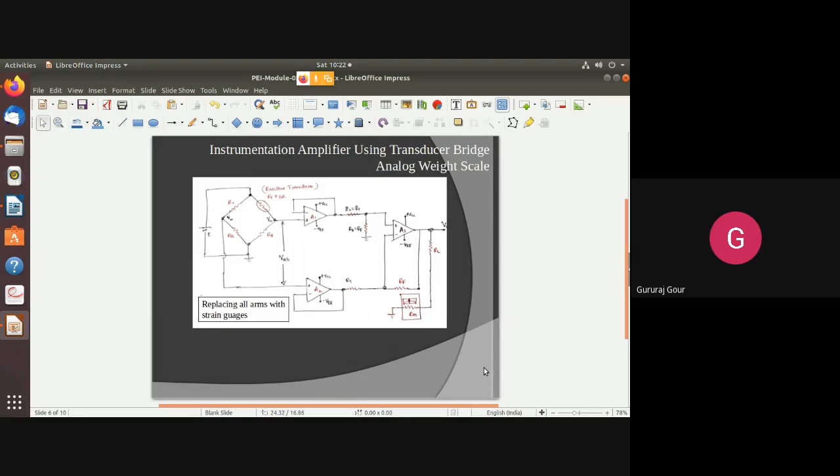Same thing, guys. Suppose you replace all the bridge arms by strain gauges. Not only this one, remember, very important: all the bridge arms you have to replace by strain gauges. So what will happen? These strain gauges are mounted on the base where you are going to put the weight. You have seen a normal weighing scale, no? Normally it is like a square or rectangular structure. On that you are going to put some physical quantity to be measured.